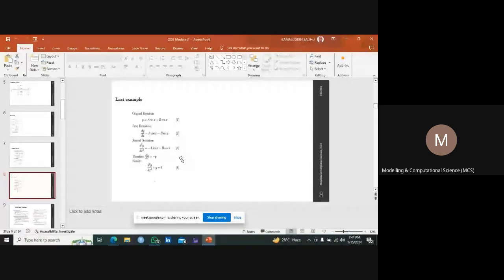So now, how do we eliminate a and b? When you notice this second derivative, you realize that this second derivative and the problem given, that is, the first equation that we have, they are the same thing. The only difference is just the sign.